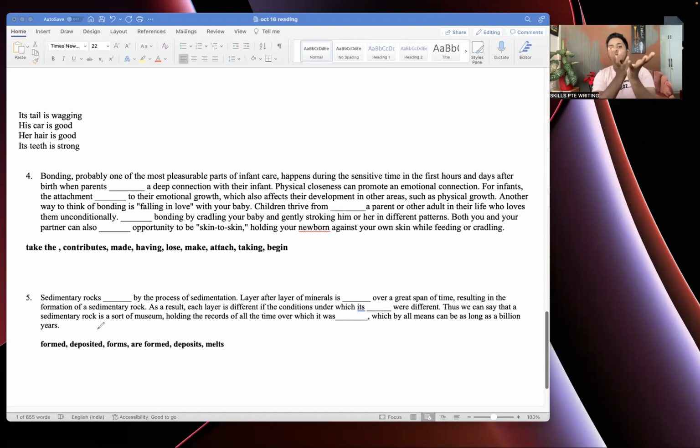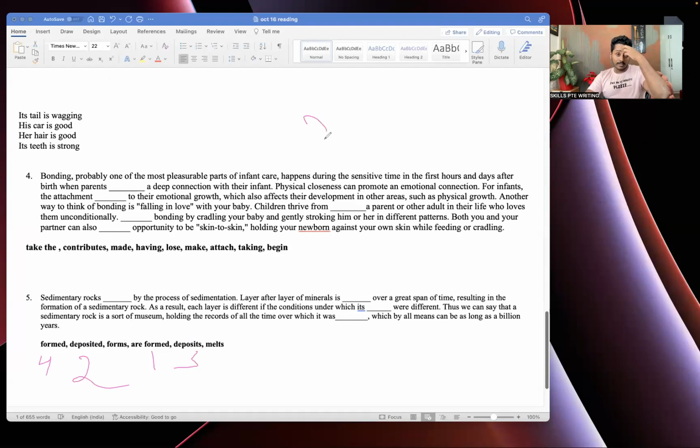Sedimentary rocks are formed, they're created because minerals are deposited in layers. There are two things. Accordingly, we have deposits, forms, deposited, formed, all mixed up. All right. So the answers are formed, deposited, deposits, formed.